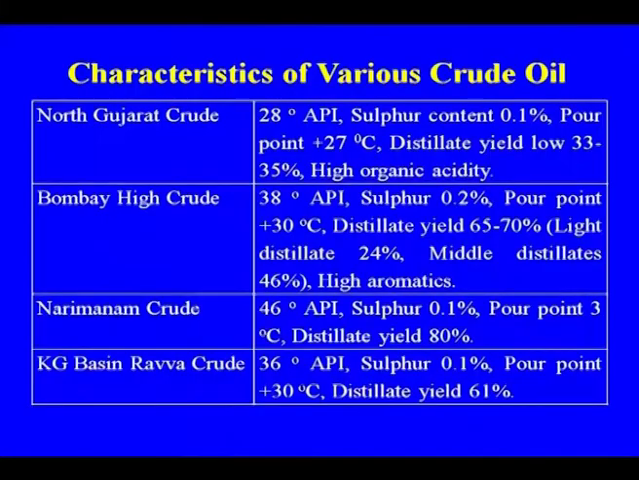This is another source from where we are getting the North Gujarat crude, Bombay High crude, Nariman crude and the KG Basin crude. And this is the characteristic of these crudes, because if you see these characteristics, they are changing widely, whether it is sulfur or the API gravity, which is just the reverse of density. This is very commonly used in the characterization of crude oil, and we are going to discuss it in detail.